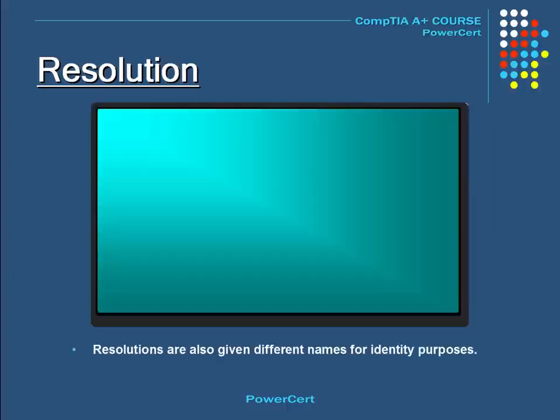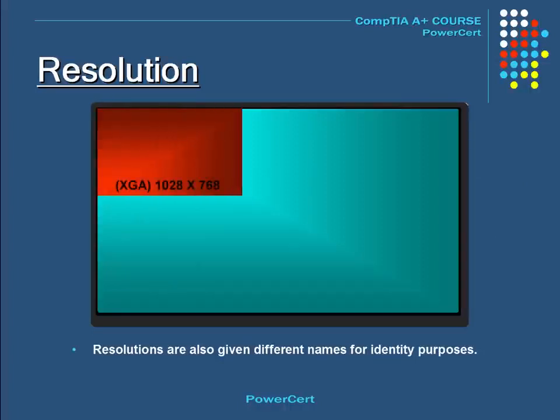Resolutions are also given different names for identity purposes. For example, XGA stands for Extended Graphics Array. This has a resolution of 1028 by 768. SXGA stands for Super Extended Graphics Array. This has a resolution of 1280 by 1024.